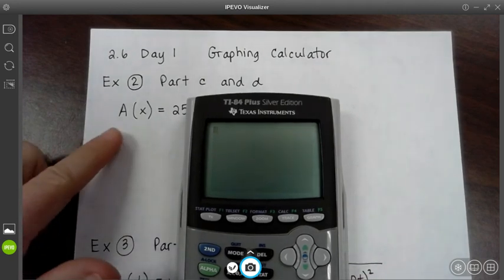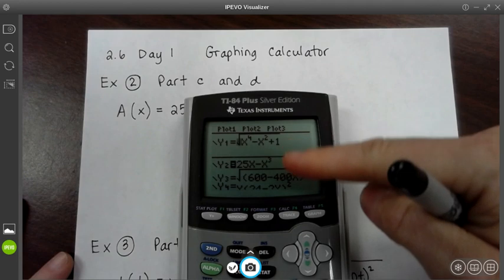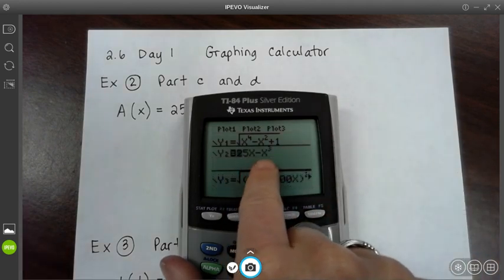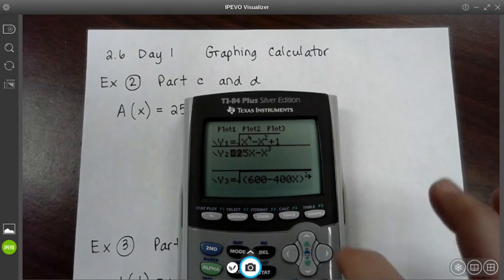And you're going to want to type in the function that we wrote. I already typed them in. So if you go to y equals, I actually have all of the functions that we wrote in here. We're actually doing this one, 25x minus x cubed. It's the only equal sign that I have highlighted right now, so it's the only function that it's going to graph. So I'm going to go to graph.